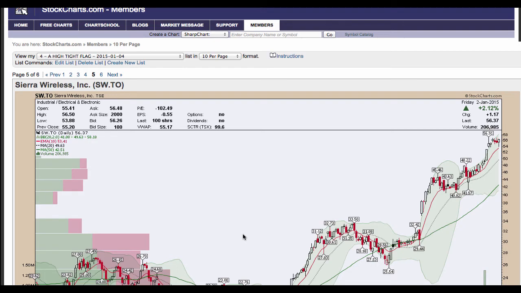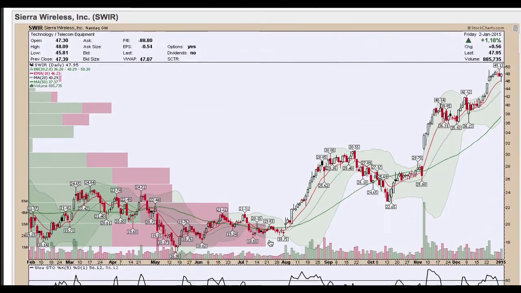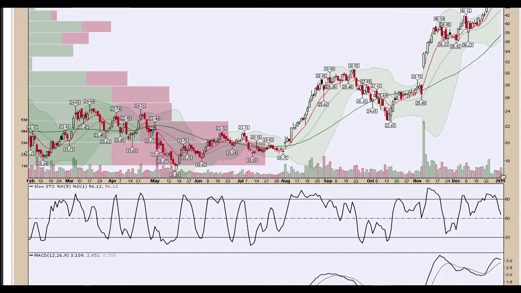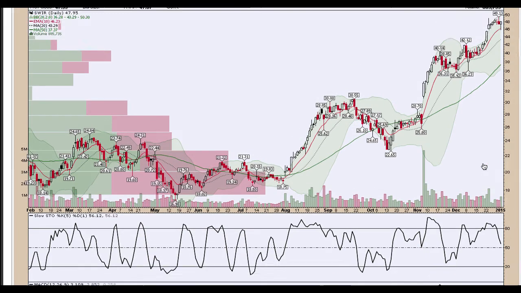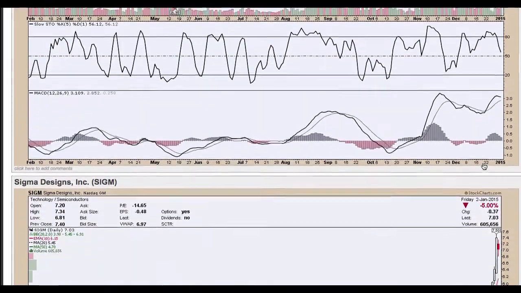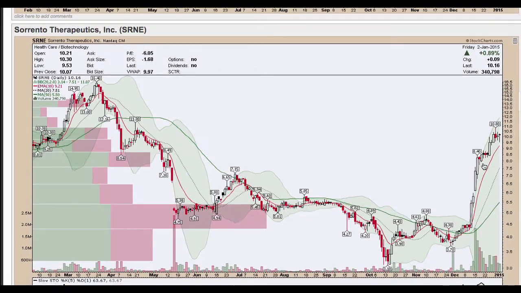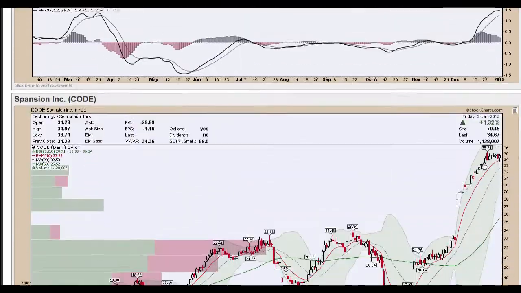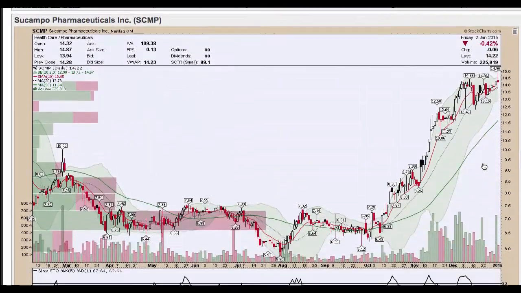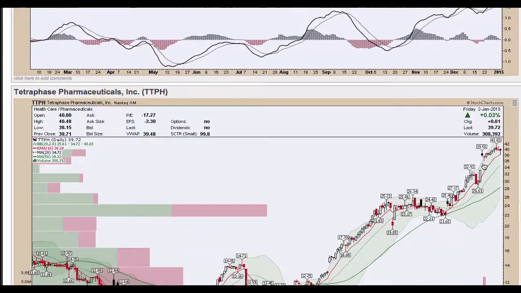Sierra Wireless trades both on the Toronto Exchange as well as the NASDAQ. Nice little flag here into the 10 period EMA. Watch for slow stochastic to turn back up. This one could continue to move higher on a break above that flag. SWIR. Taser keeps moving higher.